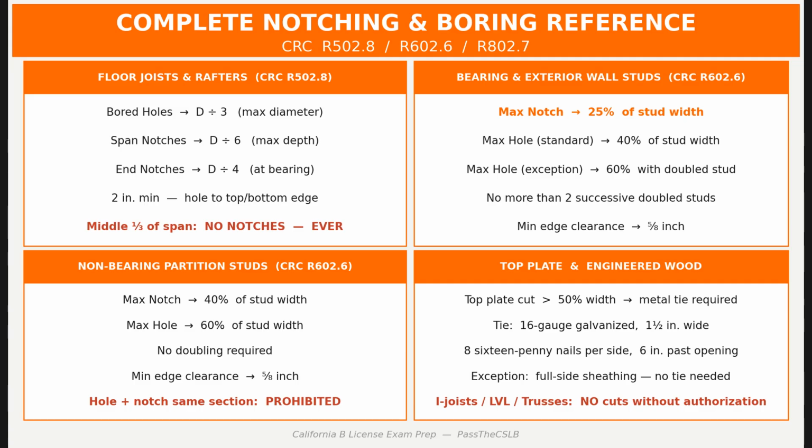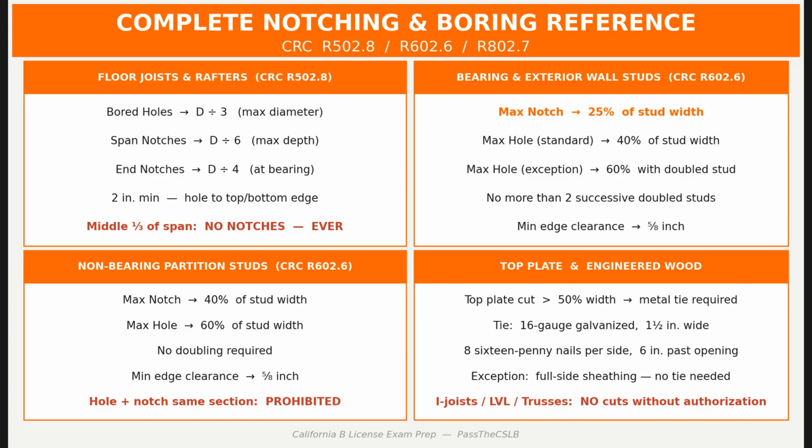Trap 2 is the middle third distinction between holes and notches. The absolute prohibition in the middle third of the span applies to notches only. Bored holes within the 1/3 diameter limit and the 2-inch edge clearance are permitted anywhere along the span, including the middle third. Many candidates treat the entire middle third as a no modification zone. It is not. Only notches are prohibited there.